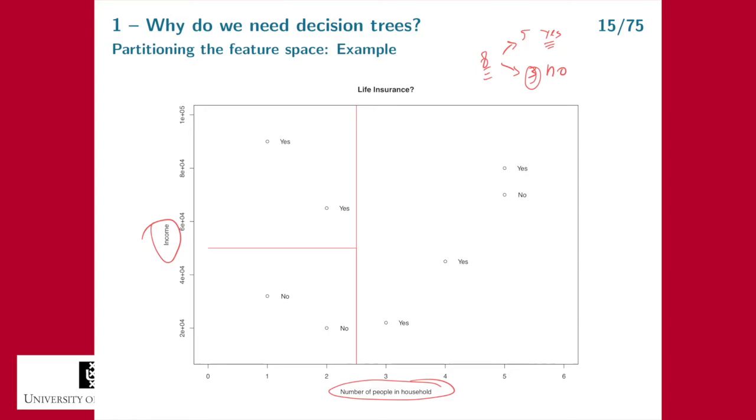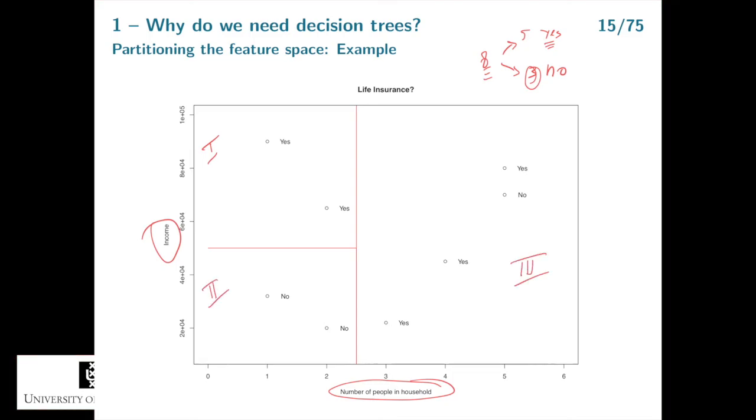Okay? However, if you look at this feature space, you can partition this feature space, you can subdivide it in 3 regions. We have region 1, 2, and 3. What we see is that in region 1 and 2, it's very easy to predict because everyone in region 1 has life insurance. If you have people that have a lot of money but not too many people in the household, for sure they will pay for life insurance. If you have people that have a low income, then they will not pay for life insurance.